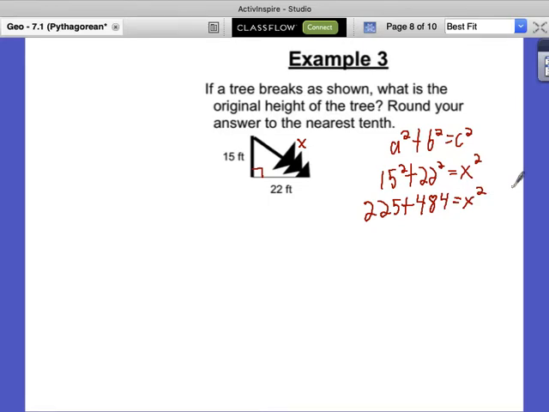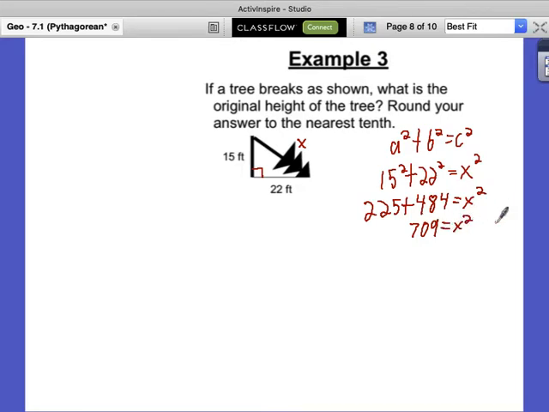Oh my gosh. I'm gonna cry. What's 225 plus 484? 709. But also, did you get your hair cut? No, I just straightened it.